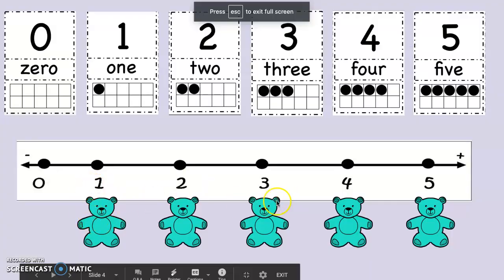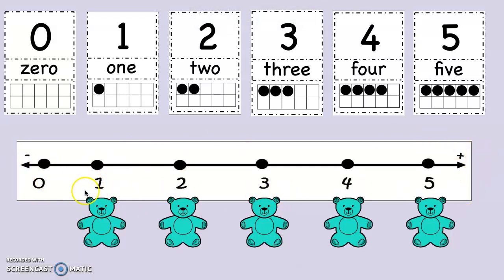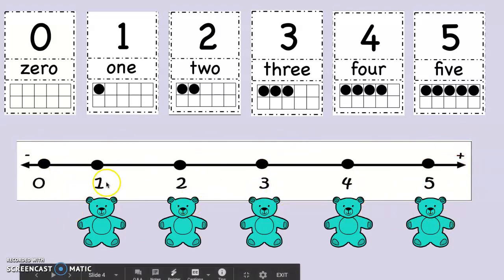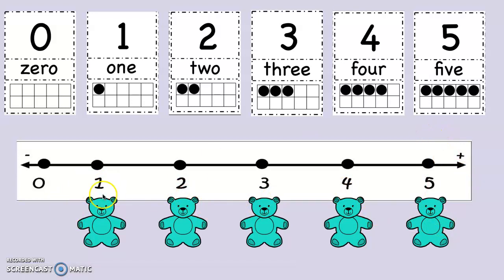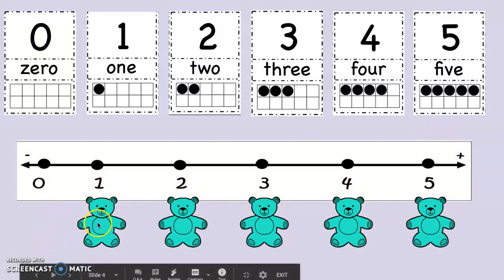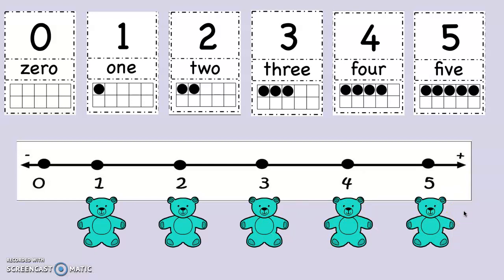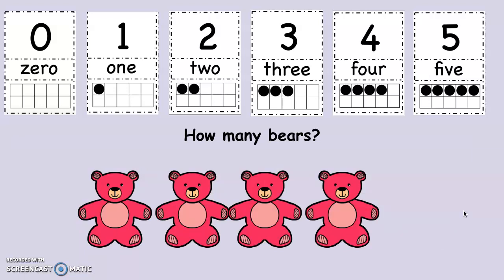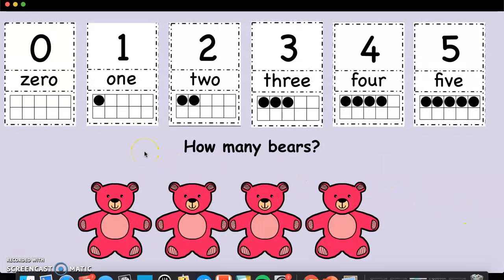Let's look at that again. We know 0 means nothing. Here is our number line. And how many bears do we have? Let's see, 1, 2, 3, 4, 5. How many bears do we have? 5. Let's count it one more time. You count it. Awesome. All right, now what we're going to do is remove the bears from the number line. And let's see if we can count these bears without using a number line.